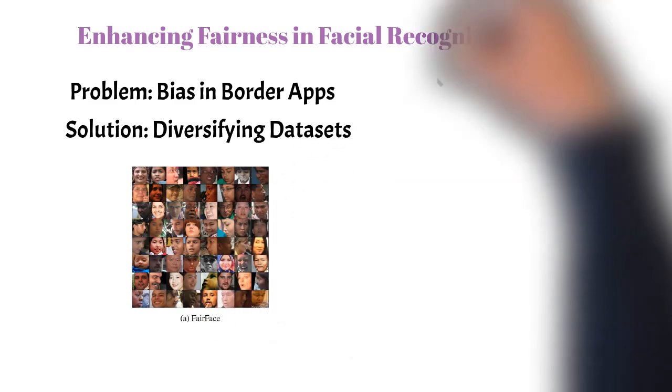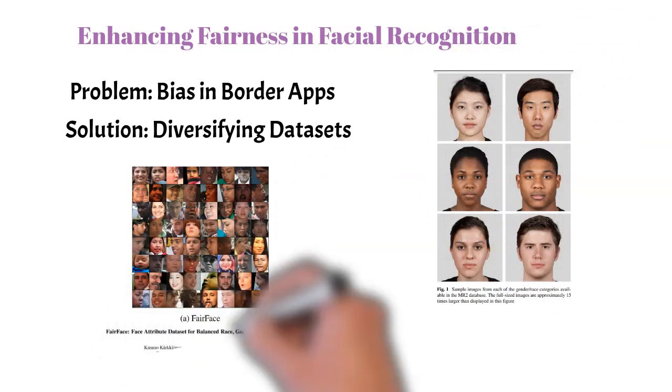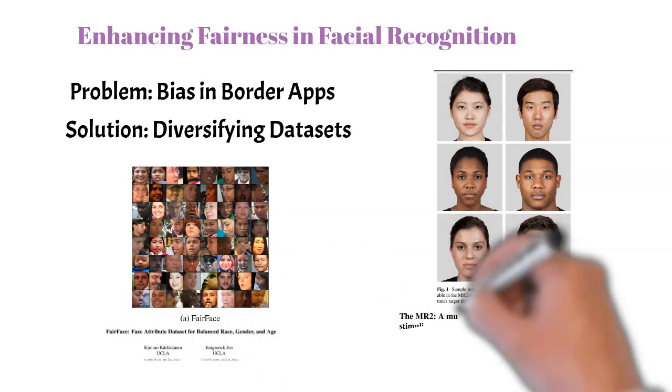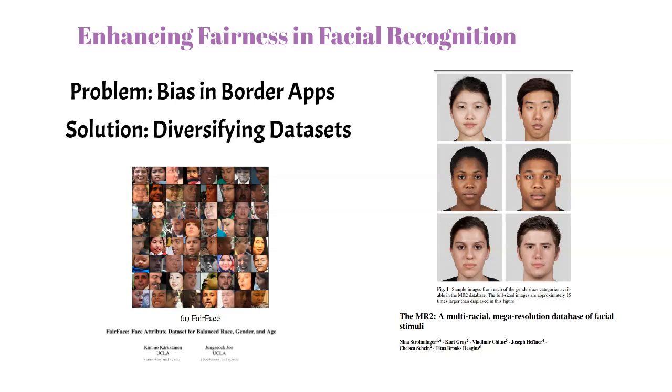To address the debate on facial recognition failures in border apps as a potential sign of racism, a key solution involves diversifying the datasets used for identification. When we think about it, even an intrusion detection system really relies on the data sets that it's trained on. Even machine learning and AI today is all about the data sets.